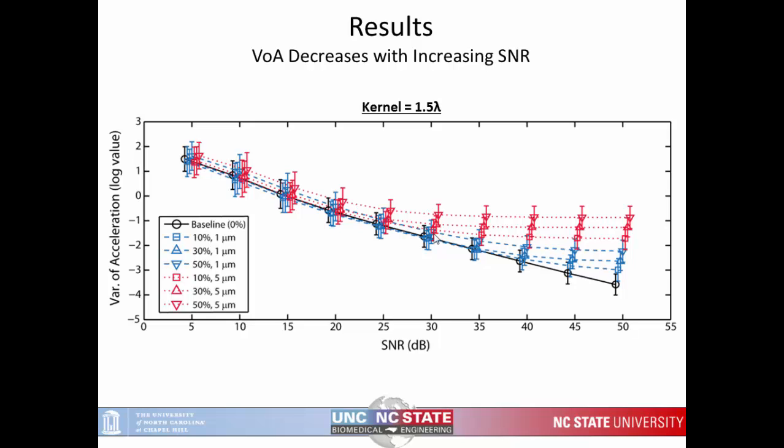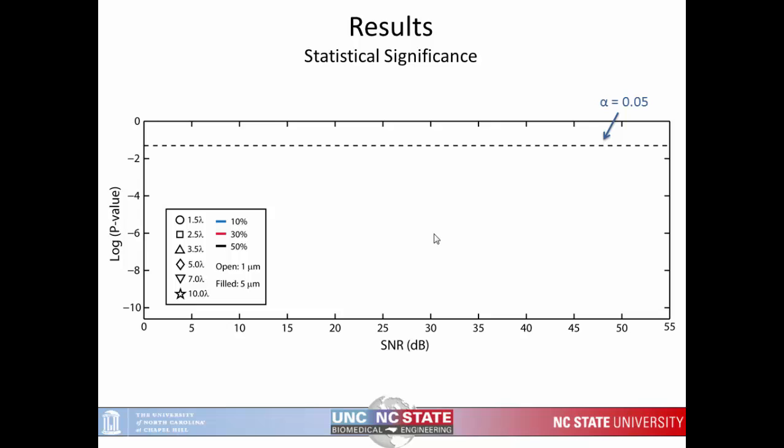And if we look at the 5 micron case, we see even more separation, as expected, because the 5 micron is going to have more decorrelation, and it's going to increase the jitter and VOA. So to quantify all of this into one plot for all the different simulations that we ran, what we're showing here is a log compressed p-value. So now we're doing a t-test comparing our hemorrhage simulation to baseline as a function of SNR.